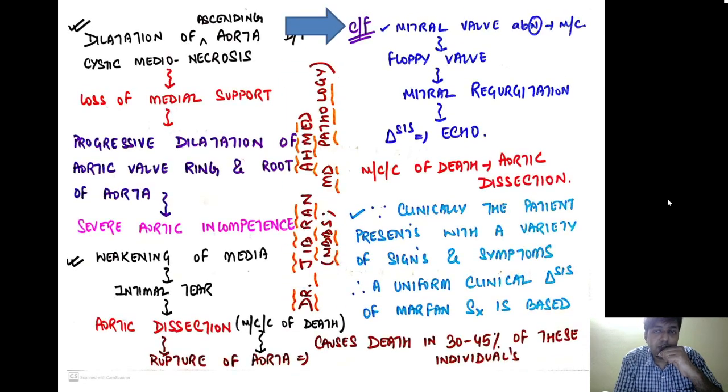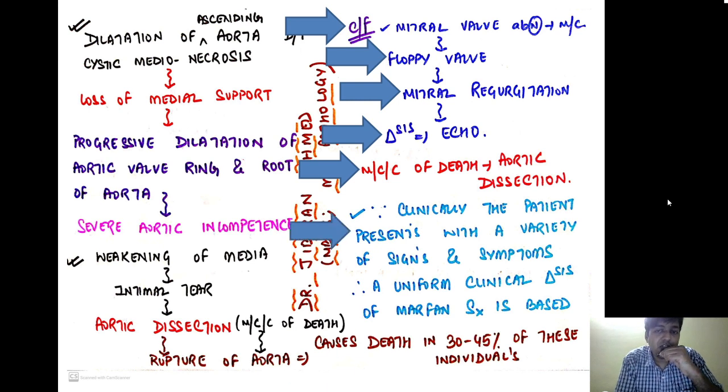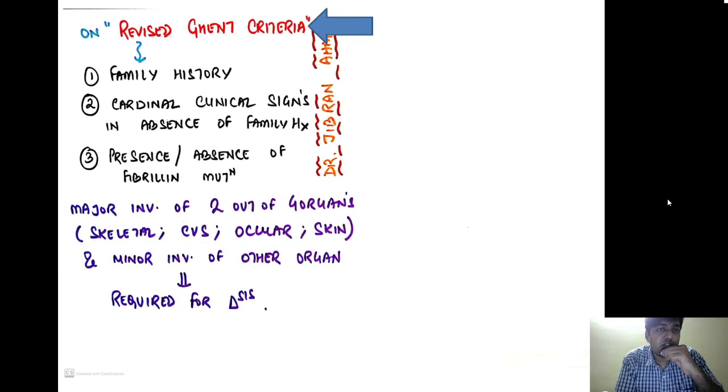Okay. Now clinically, if you see, mitral valve abnormalities are the most common. They become very floppy, leading to mitral regurgitation, and the diagnosis is made easily on echocardiography. The most common cause of death in Marfan syndrome is aortic dissection. Now, since clinically the patient is presenting with a variety of signs and symptoms, therefore a uniform clinical diagnosis of Marfan syndrome is based on a criteria which is called the revised Ghent criteria.